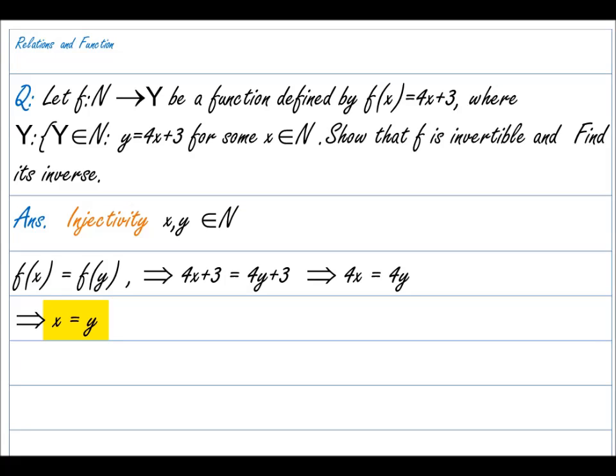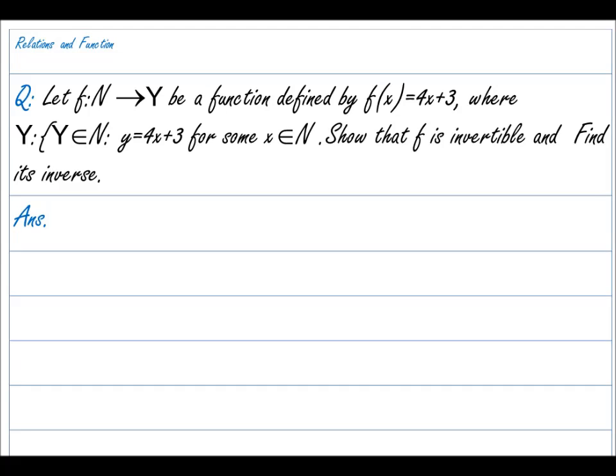So that means if f of x is equal to f of y, then x is also equal to y. And that is the condition for a function to be an injective function. So that means the given function f from natural numbers to the set y is an injective function. So the given function is injective. And now let's check whether this function is surjective or not.